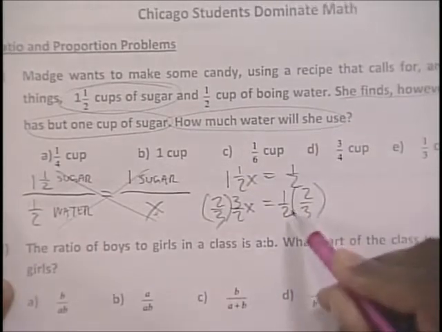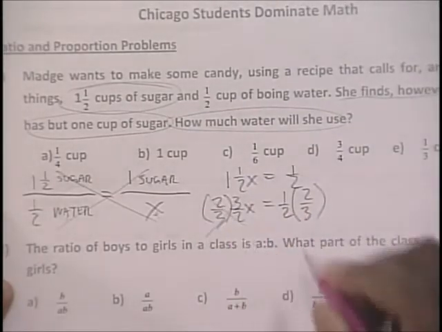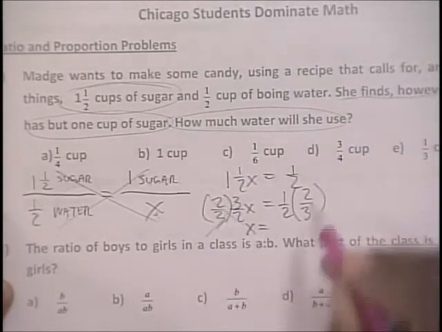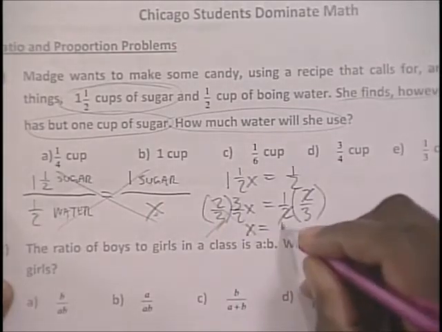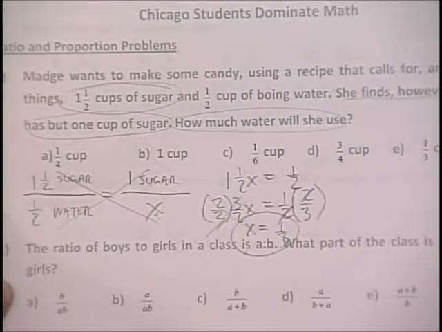2/3. Everything cancels here. You're left with x is, and the 2's cancel here. You get 1/3. x is 1/3. So your answer there would be E.